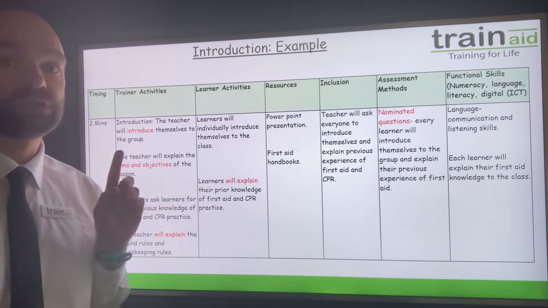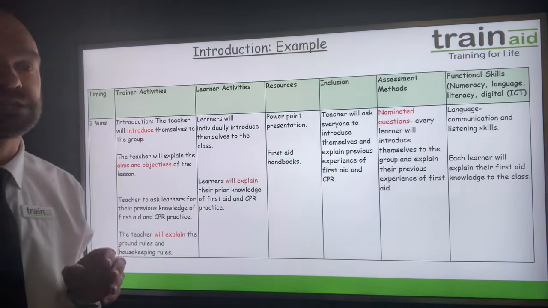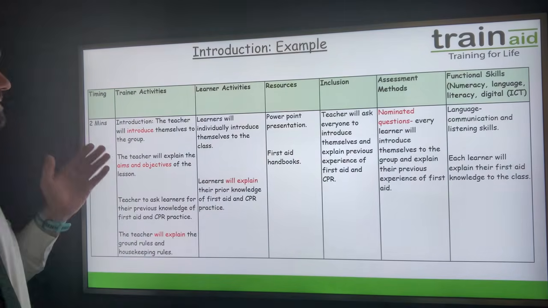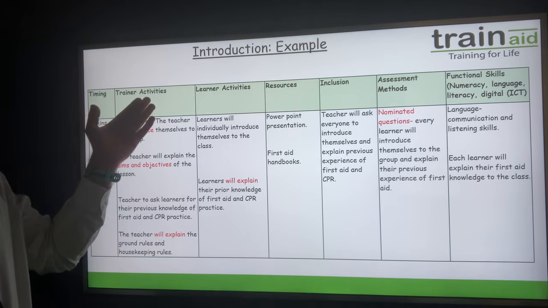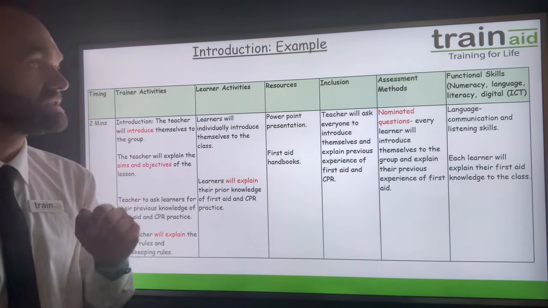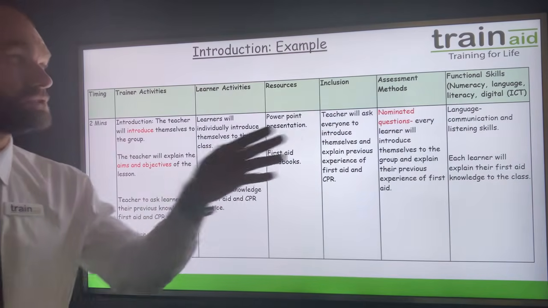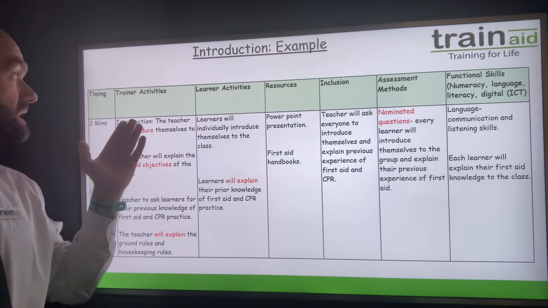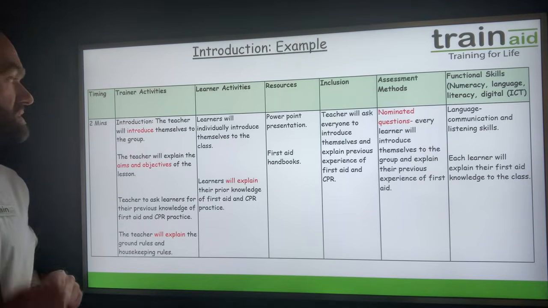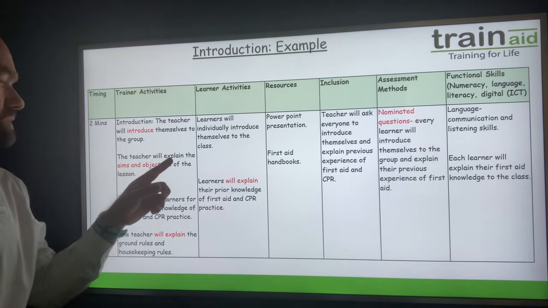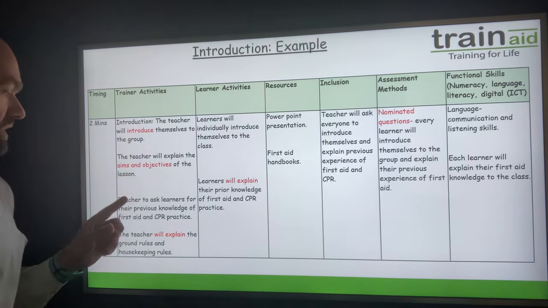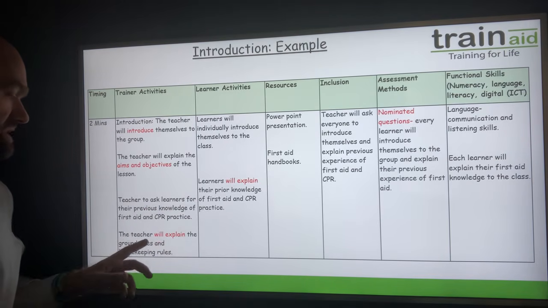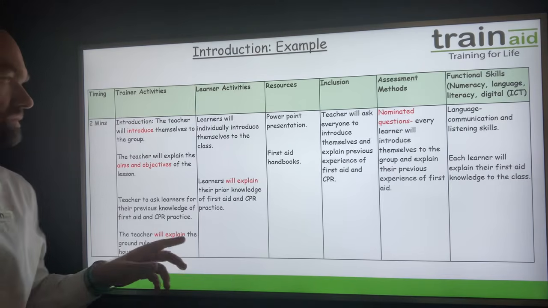Okay, so let's have a look back at my 15-minute micro-teach lesson plan. Here we have the lesson plan, and I have my first row. As we can see, we have the timings, trainer activities, learner activities, resources, inclusion, assessment methods, and also functional skills. So you could have the time and also the trainer activities. Introduction: the teacher will introduce themselves to the group, explain the aims and objectives of the lesson, and ask learners for their previous knowledge of first aid and CPR practice. The teacher will explain the ground rules and housekeeping rules.